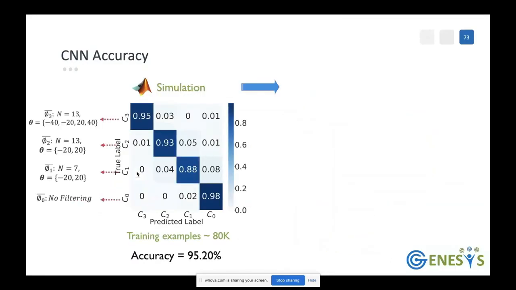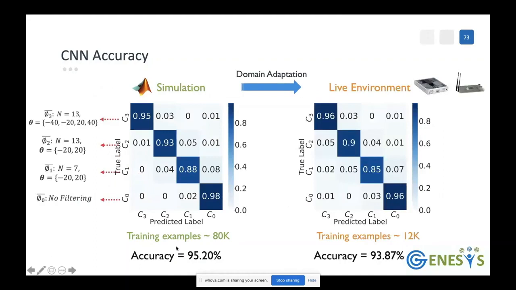And for the CNN accuracy, with the simulation data we got an accuracy of around 95%, where we used 80,000 examples. On the other hand, for a live environment, we were able to get a very similar accuracy of 93%. The real benefit was that we only used 12,000 training examples.